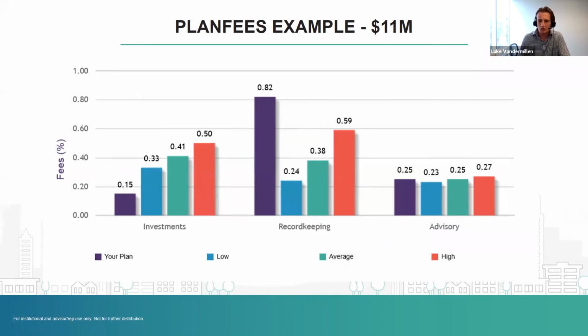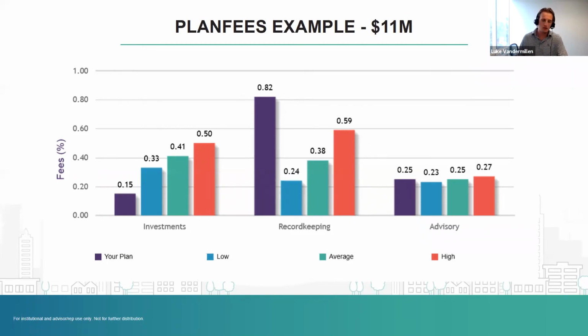But when they looked at the record keeping charges, they saw that the current plan was all the way at 82. And according to the benchmark through PlanFees, the 75th percentile or the high is only 59. And so this advisor was able to go to this prospect and say, hey, you're paying 23 extra basis points, which is several thousands of dollars for a $12 million plan. Have you taken a look at maybe shopping your plan around to different record keepers, restructuring your fees?